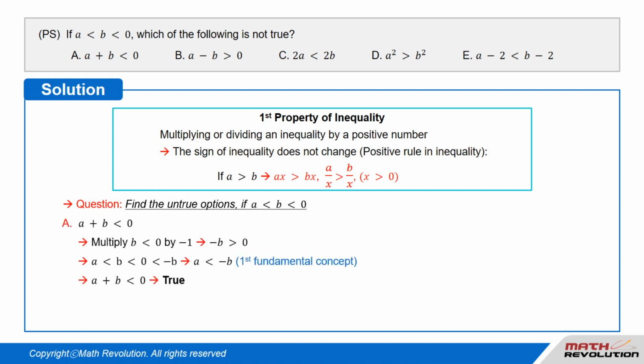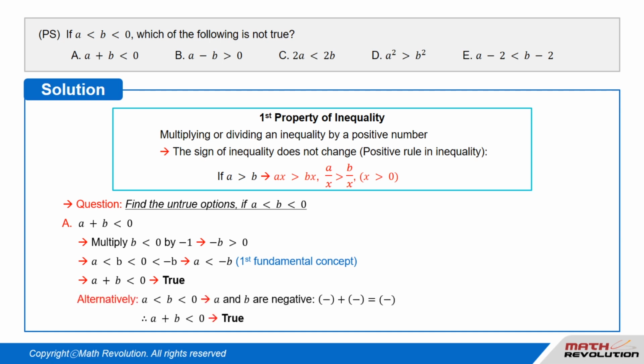Option A. A plus B is smaller than 0. As B is smaller than 0, we get negative B is greater than 0 by multiplying with negative 1. Therefore, A is smaller than B, which is smaller than 0, which is smaller than negative B. This further tells us that A is smaller than negative B, or A plus B is smaller than 0 by the first fundamental concept in inequality. Thus, this option is true.